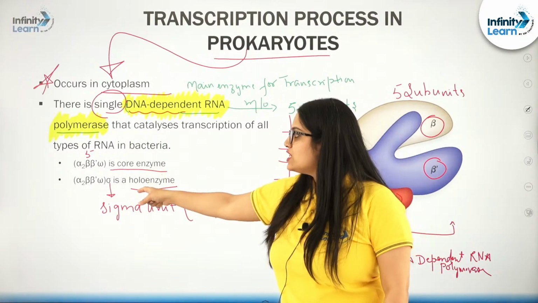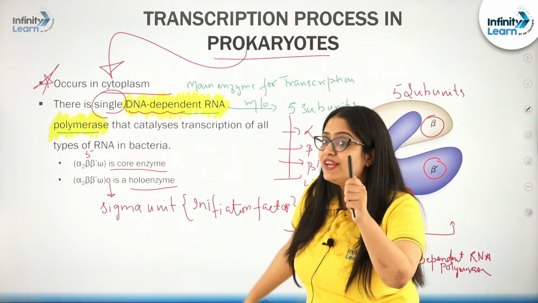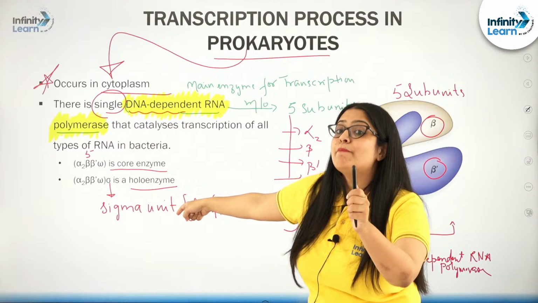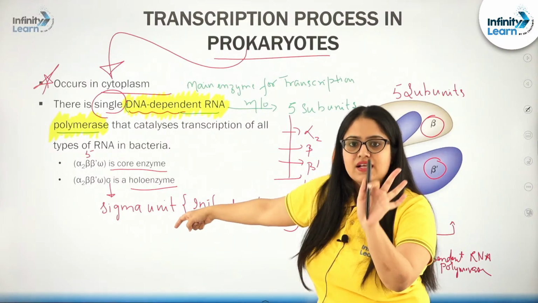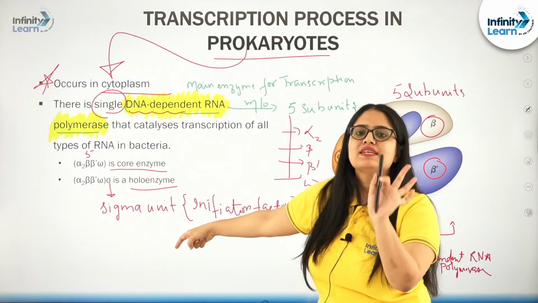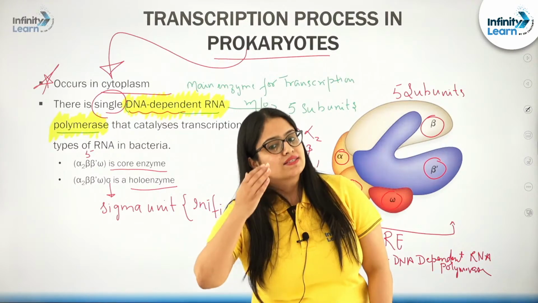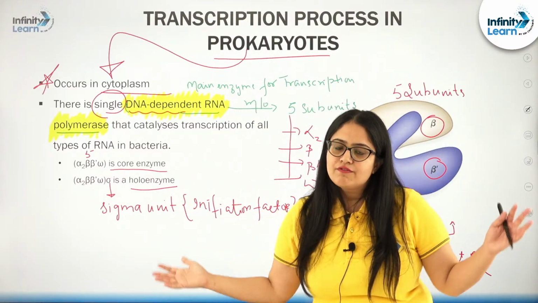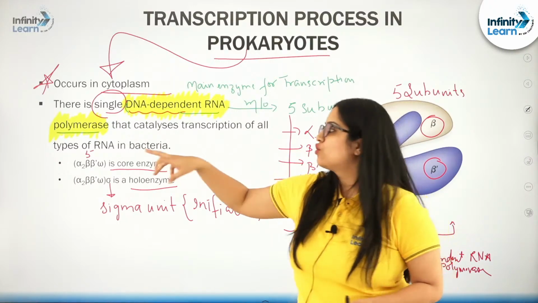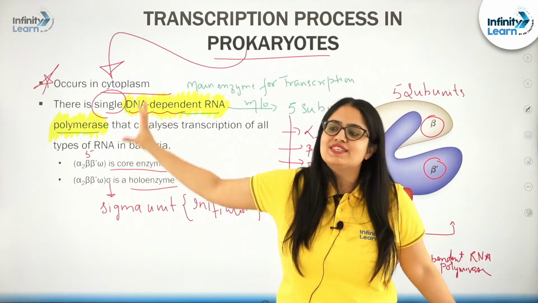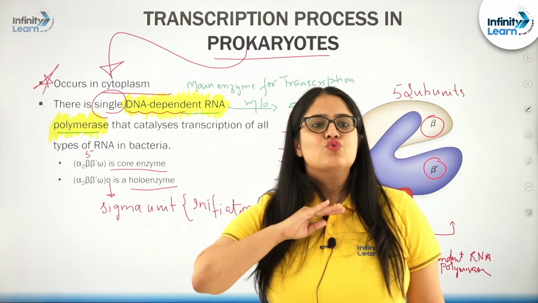So the association or binding of sigma with the core of RNA polymerase is transient, temporary, only for a certain period of time, till the initiation is completed. The moment initiation of the transcription process is successfully completed, the sigma breaks off. The sigma subunit will be removed and the remaining 5 subunits of the core of this enzyme RNA polymerase will do the elongation process, right? I hope this much is clear to all of you.